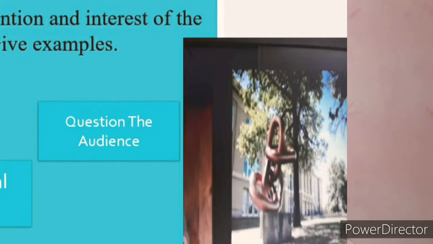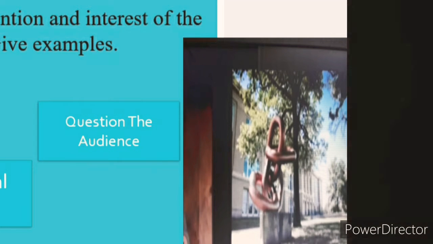Then she used a visual aid, which is a linked chain, a picture or image of the linked chain. And by showing the linked chain, she mentioned that the link is like a Morse code.